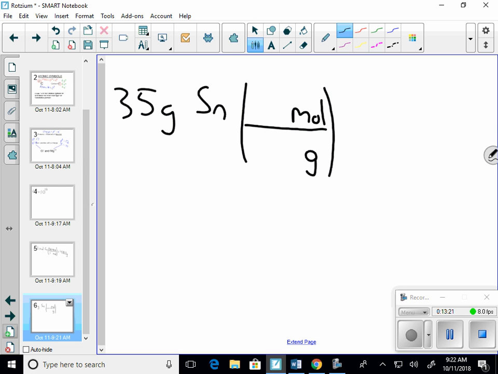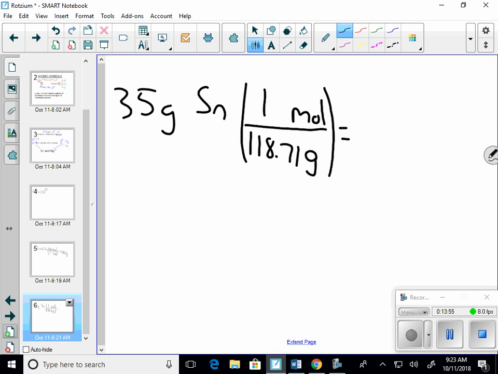Brooklyn, what number do I always put in front of mole? 1. Lydia, did you find element 50, tin, and its average atomic mass to the hundredth place? It would be 118.71. So we divide. 35 divided by 118.71. Once again, 2 significant digits in the measurement of 35 grams. Our answer should have 2 significant digits.